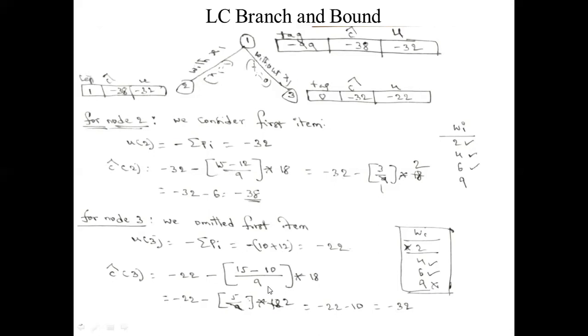Just involve minus 22 in this calculation. So minus 22 minus the knapsack capacity minus the selected elements weight. The selected elements weight is 6 plus 4, 10.